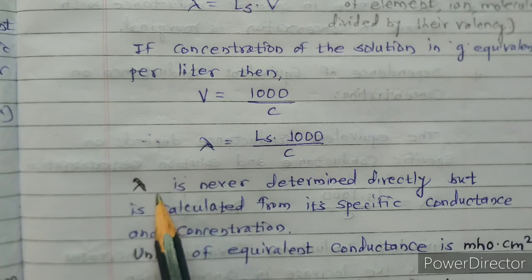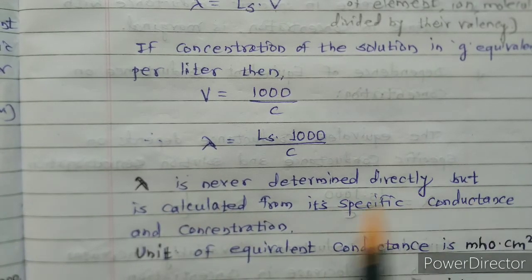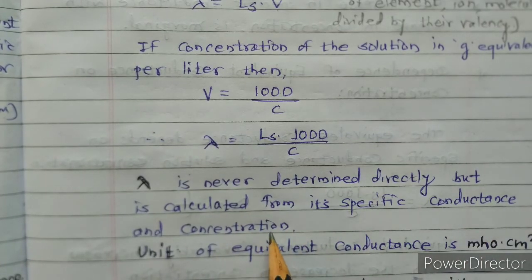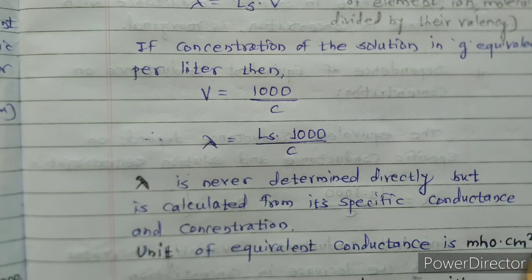Lambda, the equivalent conductance, is never determined directly but is calculated from its specific conductance and concentration. Therefore, the unit of equivalent conductance is mho centimeter square.